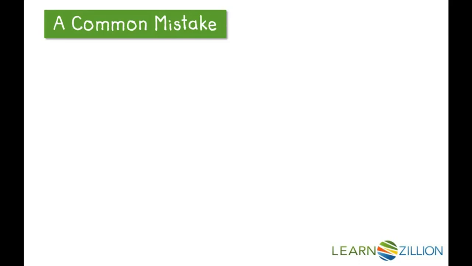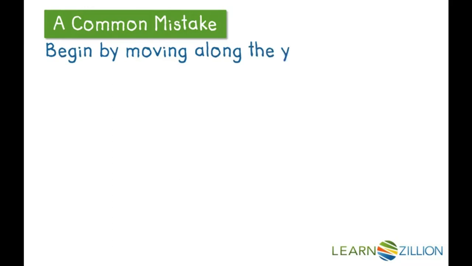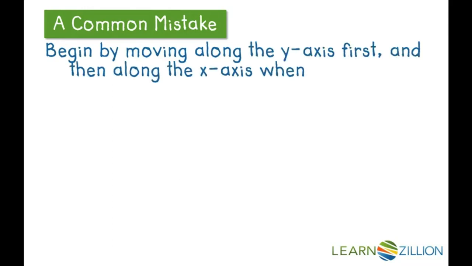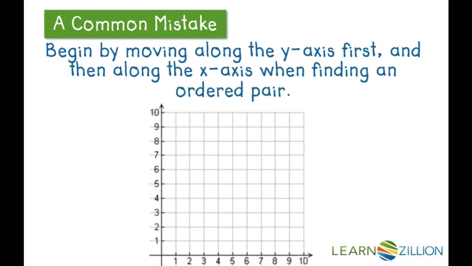Now, a common mistake that I've seen people make is that they begin moving along the y-axis first and then along the x-axis when they're finding an ordered pair. This can be a real problem because, as you can see, they'll end up in the wrong place. For the ordered pair (6, 4), we should move 6 places to the right on the number line, but some people will make the mistake of moving on the y-axis first and then over, which is not the same place.